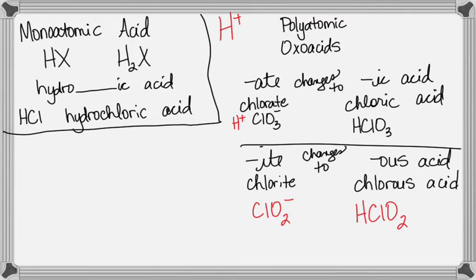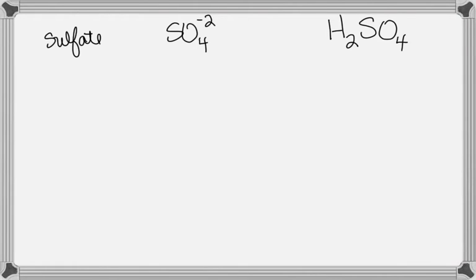What is sulfate ion? What does that look like? Sulfate is SO4 with a -2 charge. So now I'm ready to write sulfuric acid. What do I have to put in front of sulfate? H2. I've got to put an H in front of it and swap and drop. So do you guys see that sulfuric acid will be H2SO4?